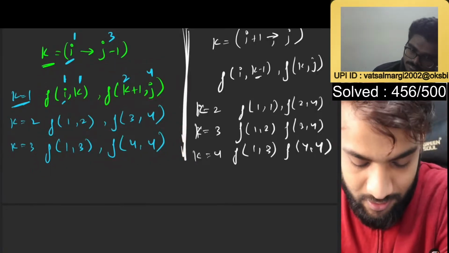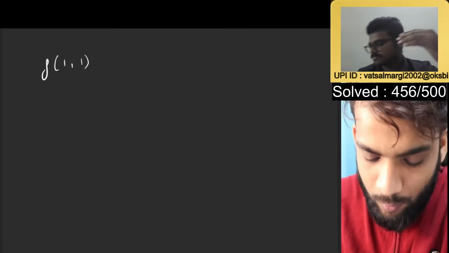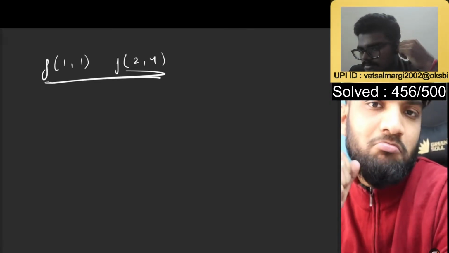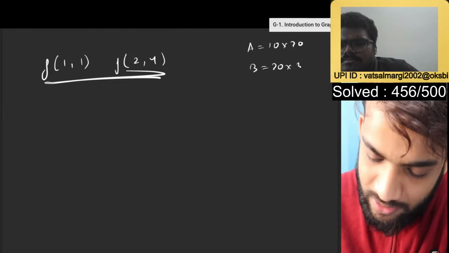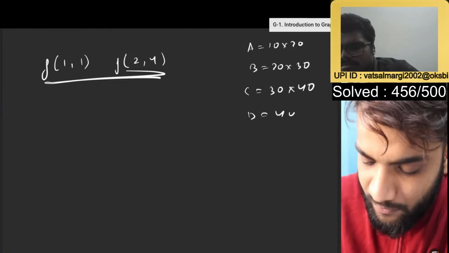So let's understand how much answer, if I do f of 1, 1, f of 2, 4, how much answer does this basically give me? So A was 10 cross 20, B was 20 cross 30, C was 30 cross 40, D was 40 cross 50, correct?